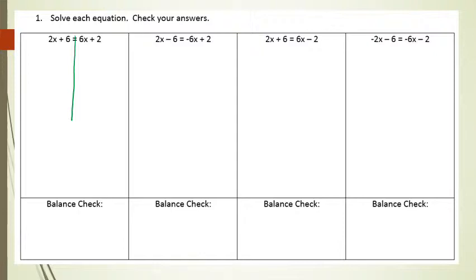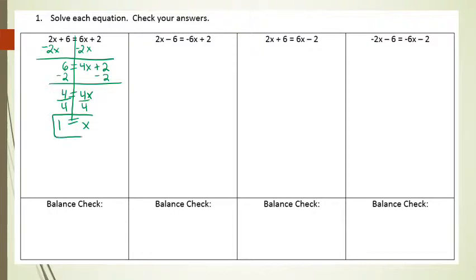We can kind of choose which way we want to go here. I'm going to subtract 2x from each side, kind of like subtracting two pouches, and I'll be left with 6 equals 4x plus 2. Now I'm going to subtract 2 from each side, and now I'm left with 4 equals 4x. I'm going to think about how I can get x by itself. So if I want to undo multiplying by 4, I'm going to divide by 4 on both sides. Now I have that x equals 1.